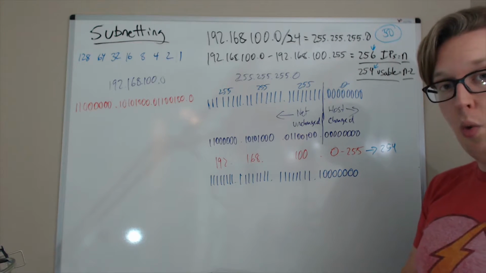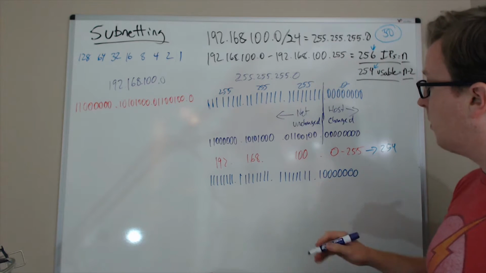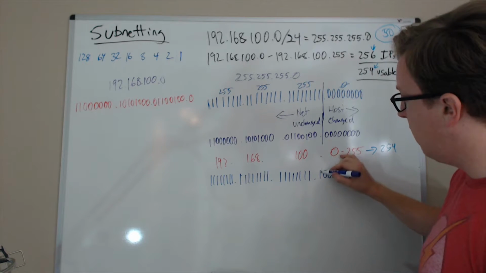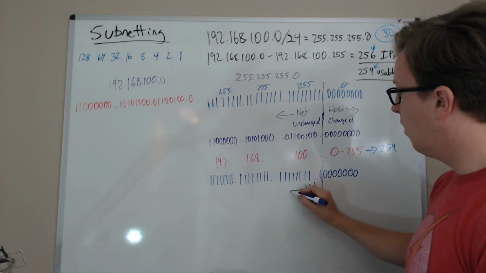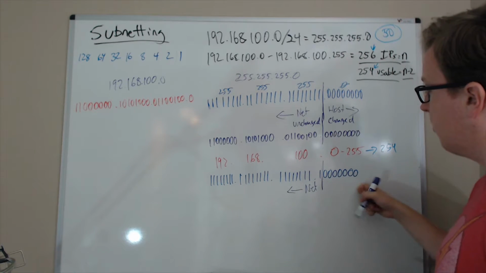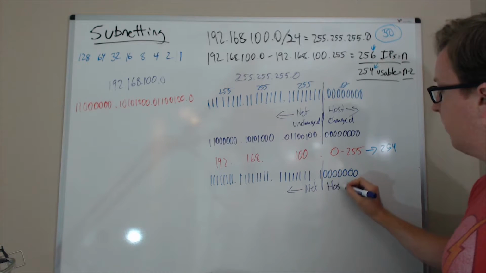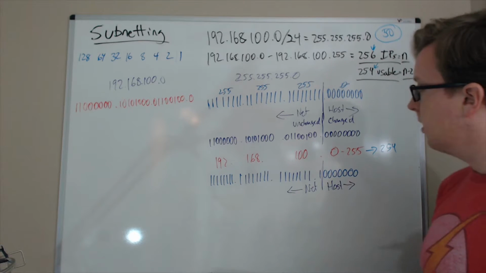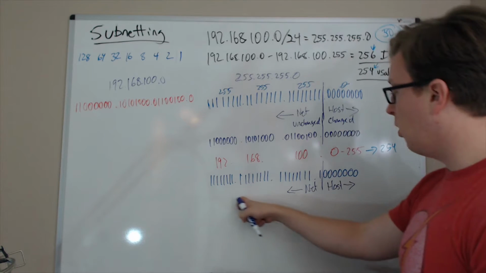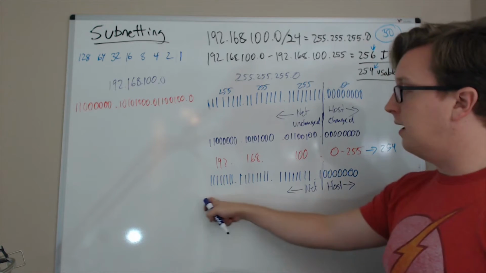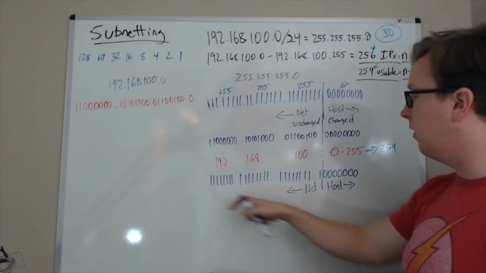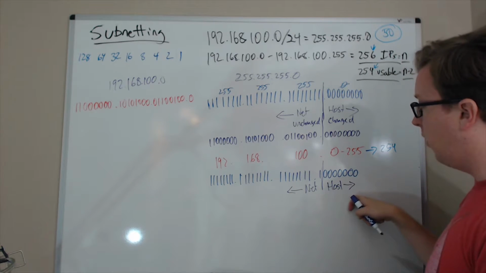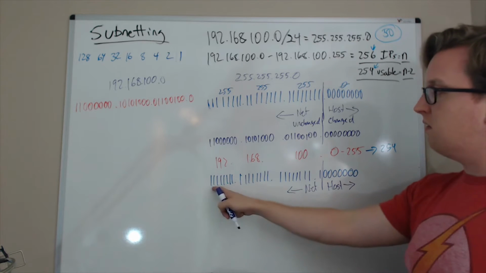Where does the network portion end? It's where the ones end. Where do the hosts start? They start where the zeros start. So that means this entire part of the network can't change anymore. This is always going to be the network part, and this is always going to be the host part. So what does this subnet look like?